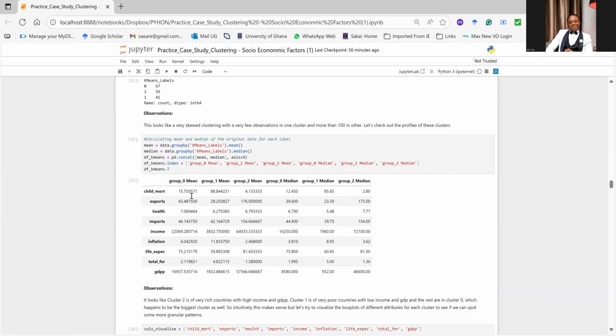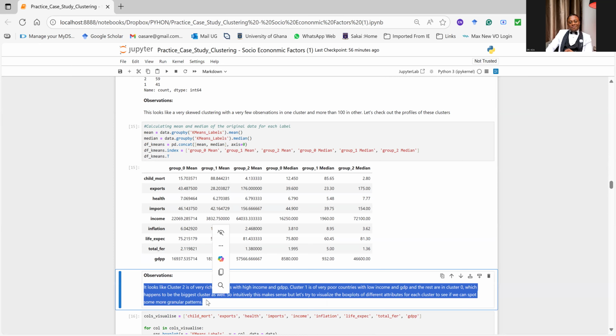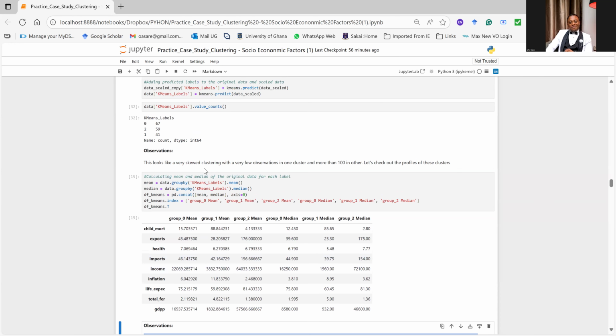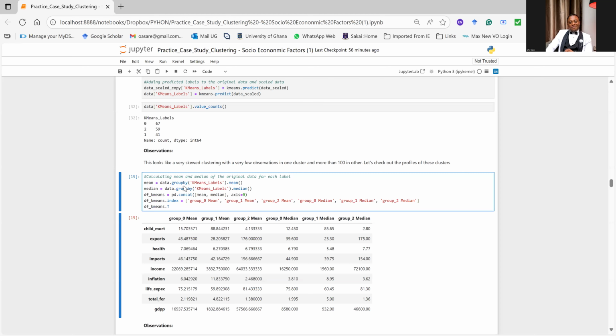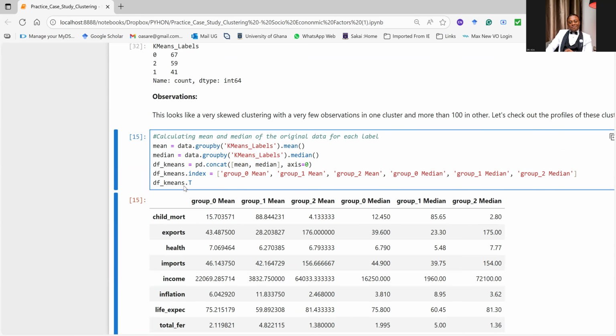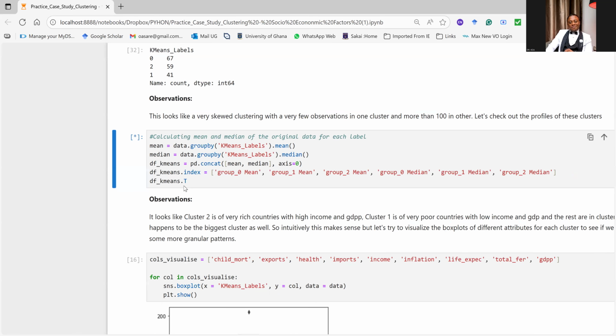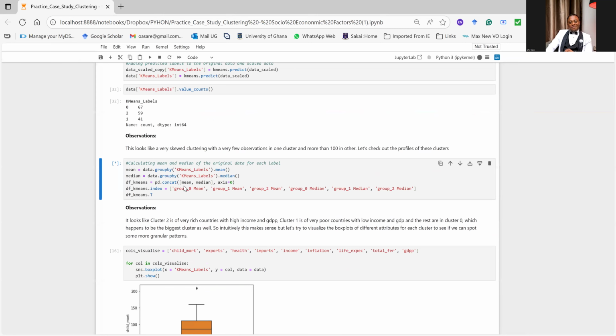Okay. Now, I just wanted to see whether this observation I have here might change, by saying that cluster 2 is of very rich countries with high income and GDP. We're going to see whether that is true, because of the clustering that has been differentiated at the back. So we're going to run this command to calculate the mean and the median of the original data grouped by this group that we have. Let's give it some time.